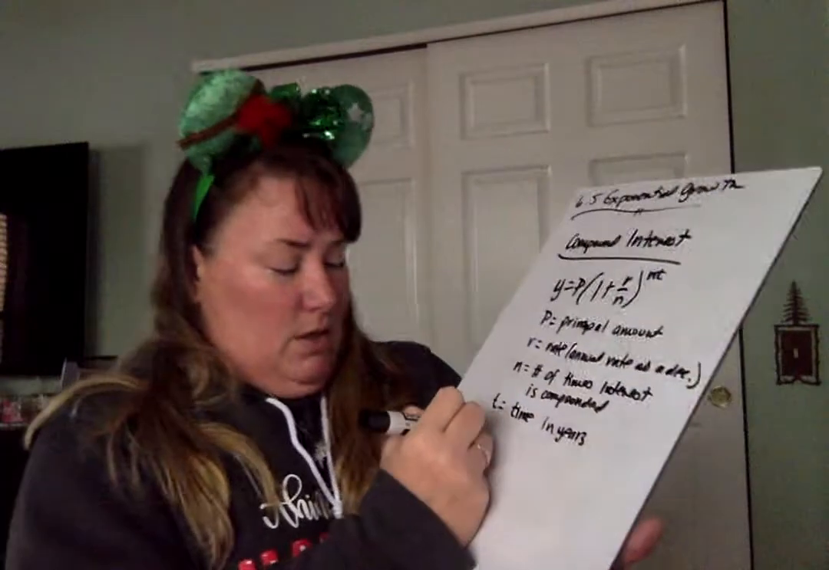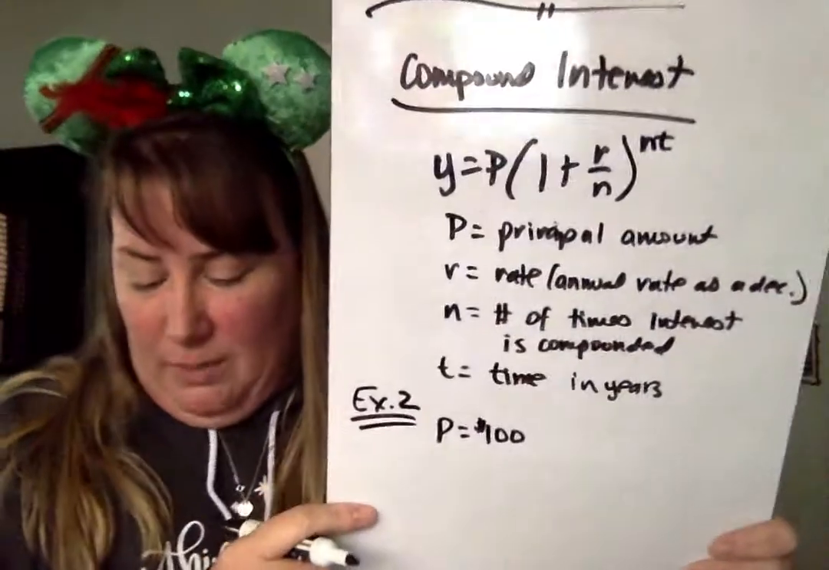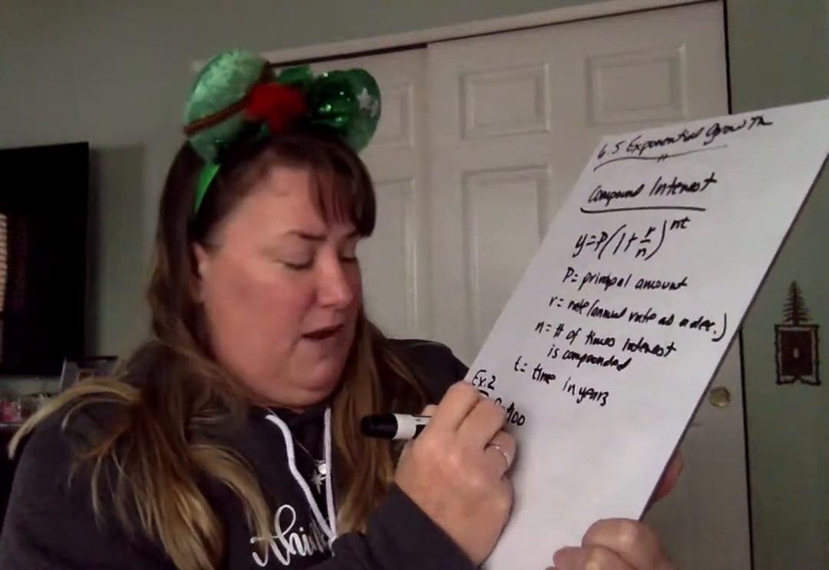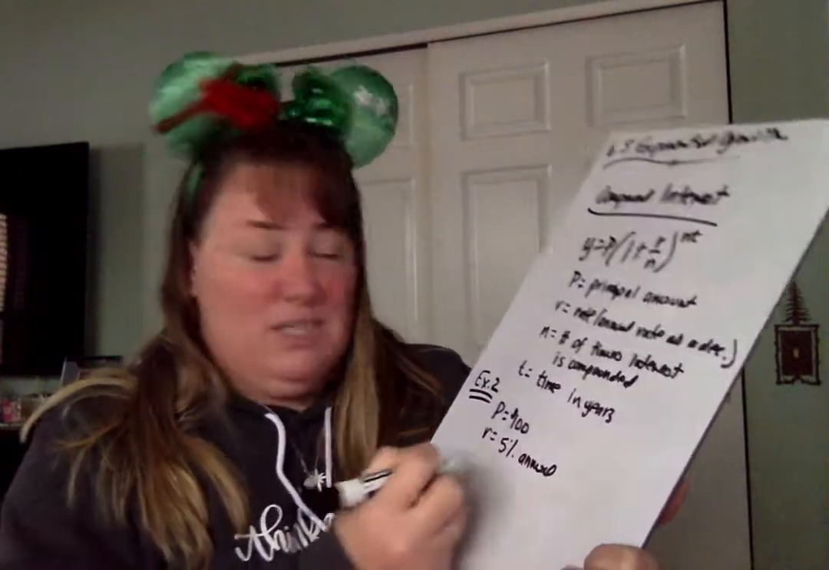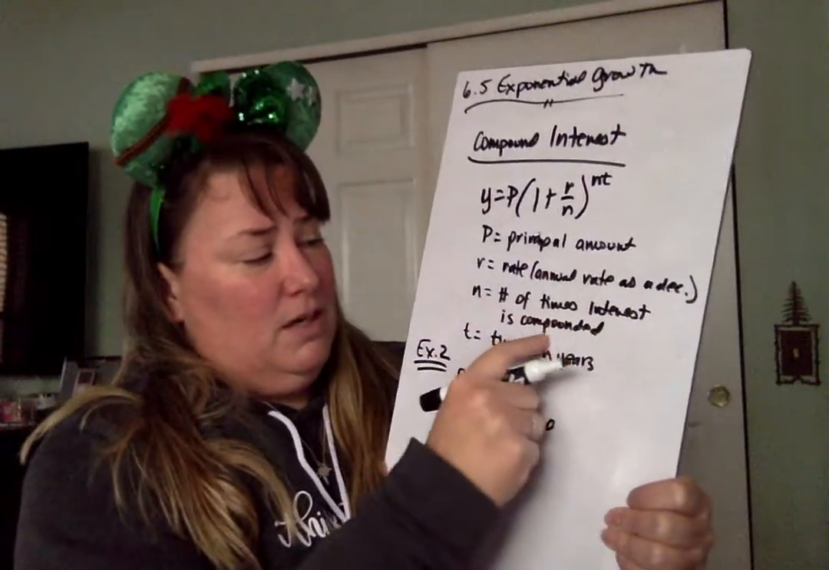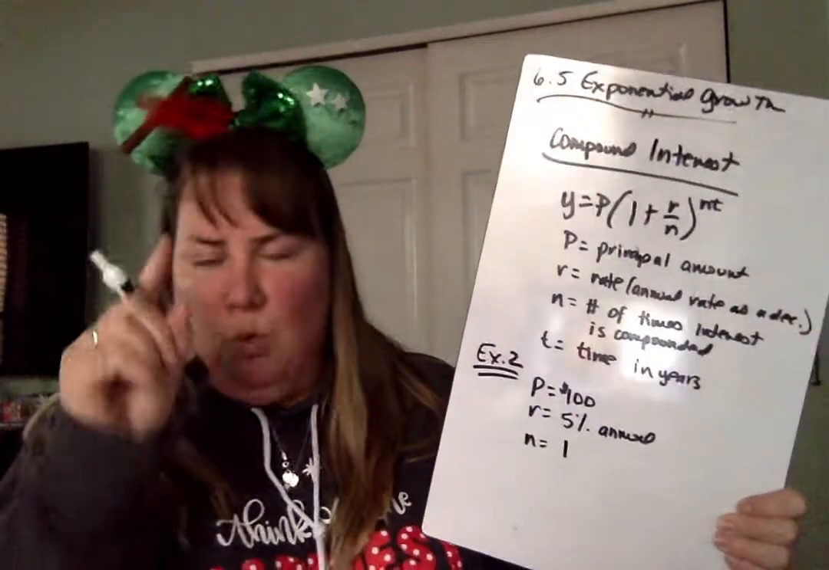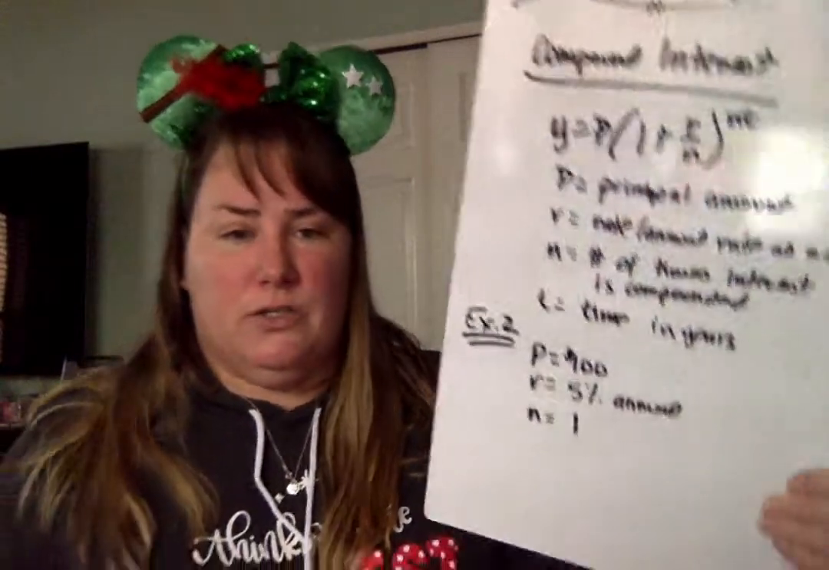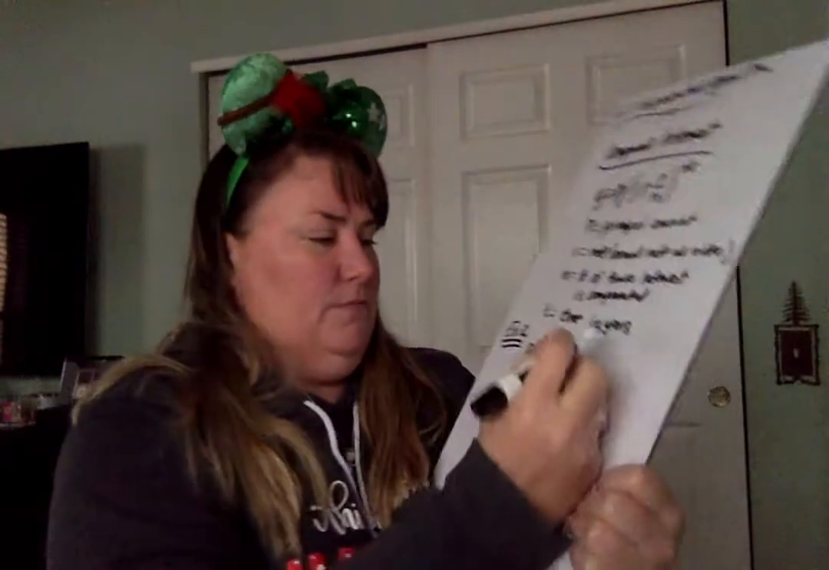Okay. So we have P is $100. That's how much you're talking about. That's your principal. Rate is 5% annual. And it's compounded yearly. So N, that's going to be N. Number of times interest is compounded yearly. So N is 1. It's going to be compounded yearly, meaning 1 time a year. And we're going to write a function for the balance after T years. So we're just going to plug this stuff all in up here. Write a function.